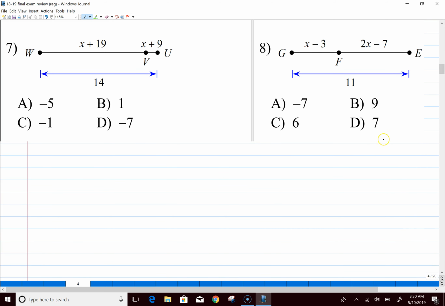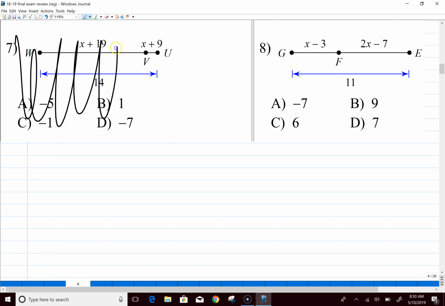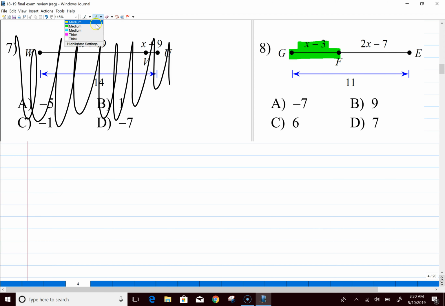Right, solve for x. I think it said solve for x. Right, there's number 7. If you're going to do it, write it now before I scratch it out. So number 8. Just so you understand what's going on. This part here, that's x minus 3. From here to here, that's 2x minus 7.